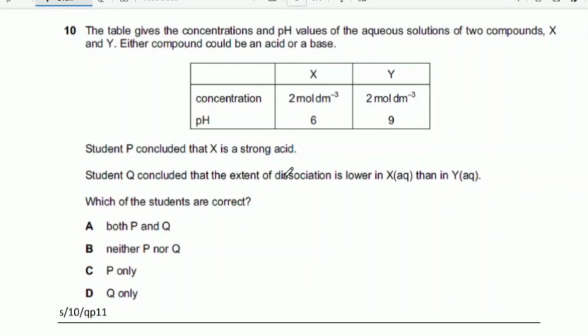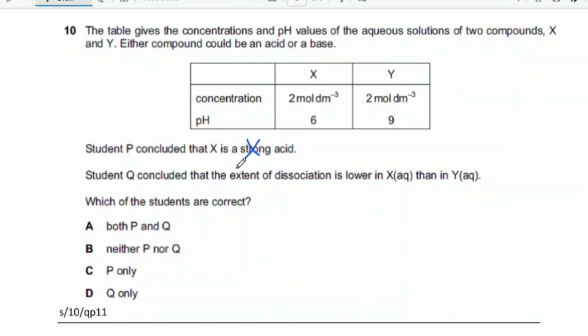Student P concluded that X is a strong acid. Is student P right? No. It is an acid though, right? But it's not a strong acid.